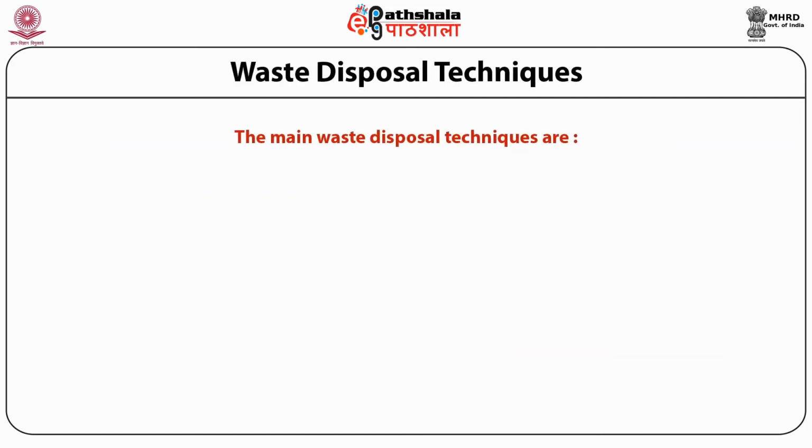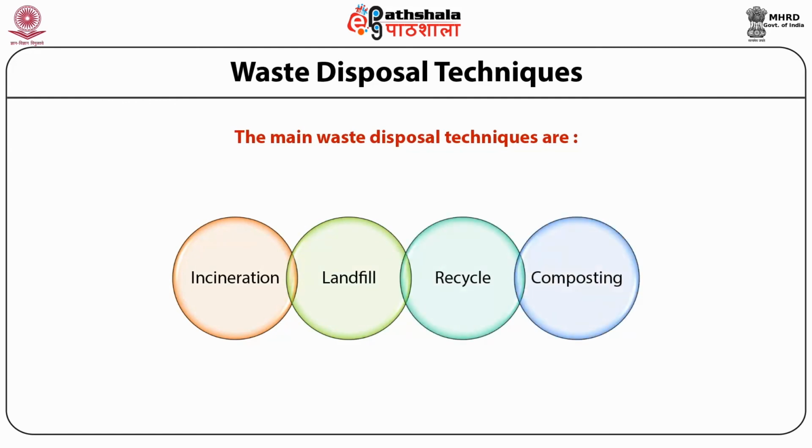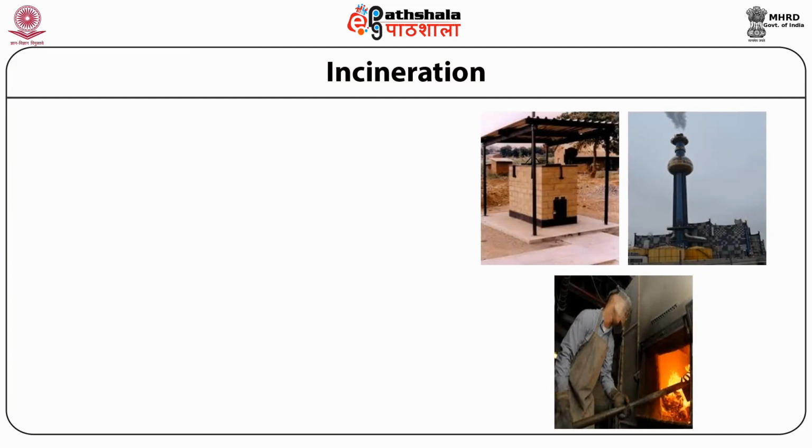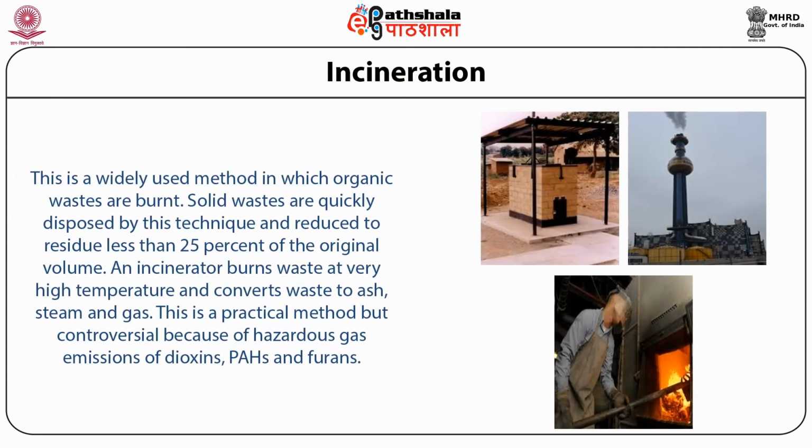The main waste disposal techniques are incineration, landfill, recycling, and composting. Let us first of all know about incineration. This is a widely used method in which organic wastes are burnt, as you can see on the screen. Solid wastes are quickly disposed of by this technique and reduced to residue less than 25% of the original volume. An incinerator burns waste at very high temperature and converts waste to ash, steam, and gas. This is a practical method but controversial because of hazardous gas emissions of dioxins, PAHs, and furans. You can see a household incinerator on the screen at the moment.